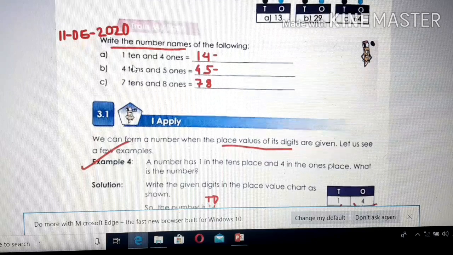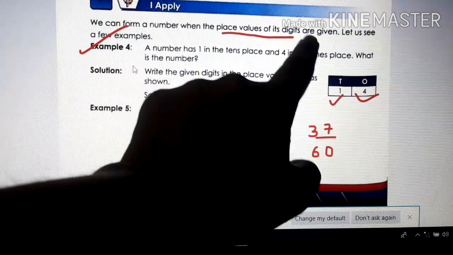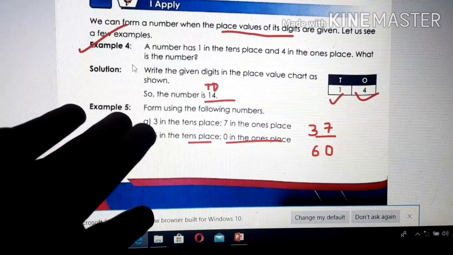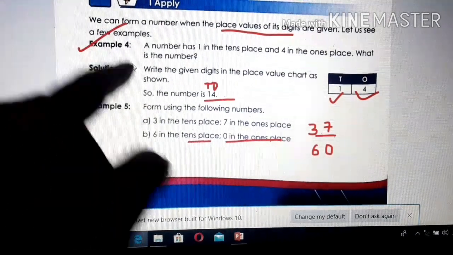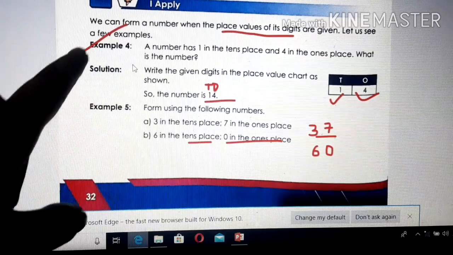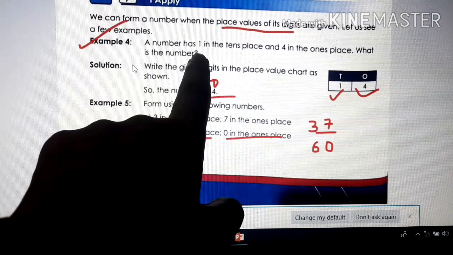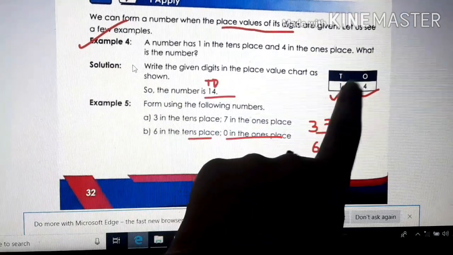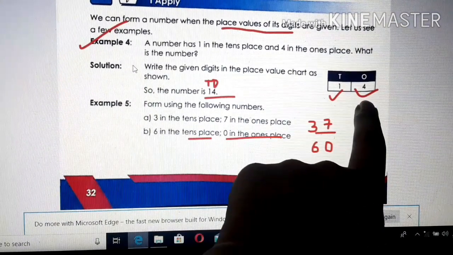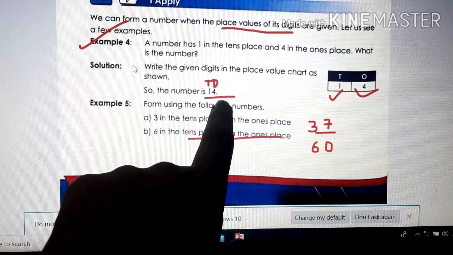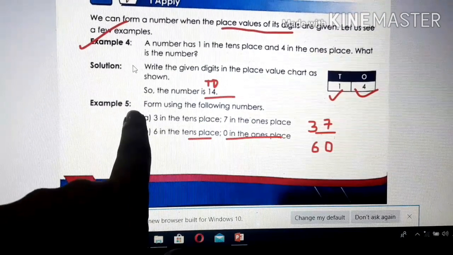So children, let's start with example 4. We can form a number when the place value of its digits is given. Just now we have formed numbers, right? Example 4 is very similar to the question we have just done. A number has 1 in tens place. 1 is in which place? Tens place. And 4 is in ones place. So what do we get, children? 14. So what number did we get? 14.